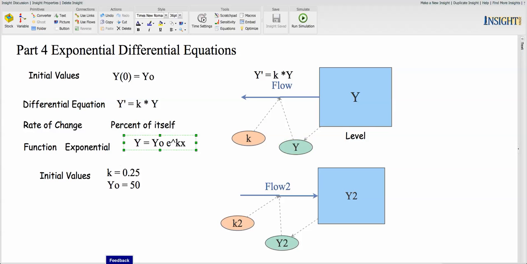We don't have to program e equals k to the x. We do the differential, and then the computer takes care of the integration of y. That's what the level is. It's the accumulation, the integration of the differential equation that's in the flow for both of these. And that completes part 4 of our differential equations.